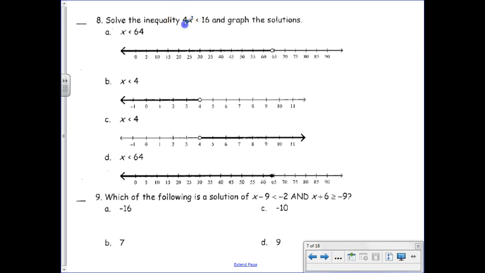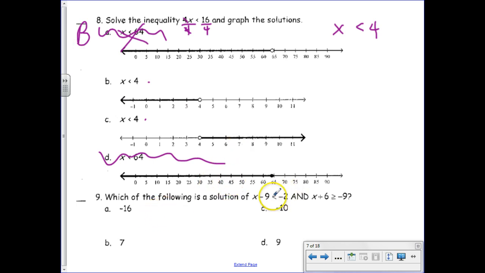Okay, number 8. Straightforward, divide by 4. I don't have to flip. I should get x is less than 4. Notice why they're putting in 64. Oh, common mistake there. You know, instead of dividing, they multiplied. Not that guy. Less than 4. Yes, less than 4. Okay, so maybe you did a good job of eliminating ones that didn't make sense, but these two say the same thing, but their graphs are different. Make sure you choose the one with the correct graph, which is B.